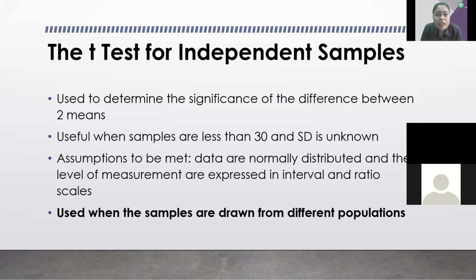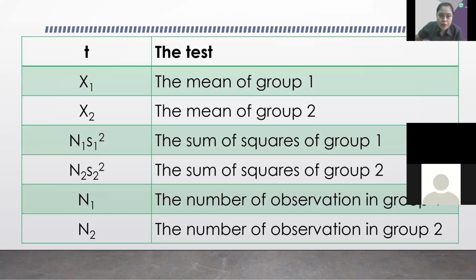t-test. Now take note that the t-test, all the t-tests, not just the independent sample t-test, including the paired t-tests, t-tests are under the parametric test, meaning we have assumptions to be met. Number one for that is the data set should be normally distributed, and that your dependent variable or your outcome variable should be either in interval or ratio scales. Now, naka-highlight sa screen, the independent sample t-test is used when the samples are drawn from different populations. So, anong ibig sabihin yan?